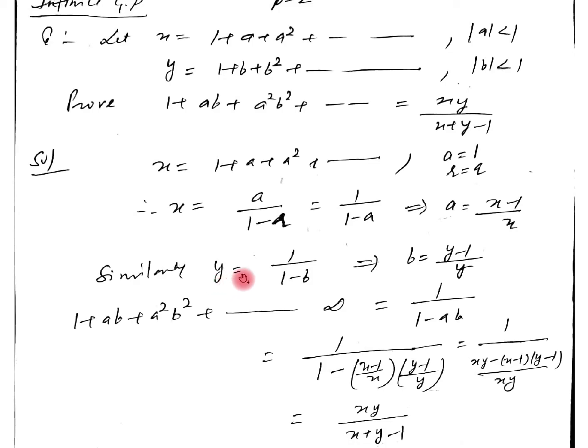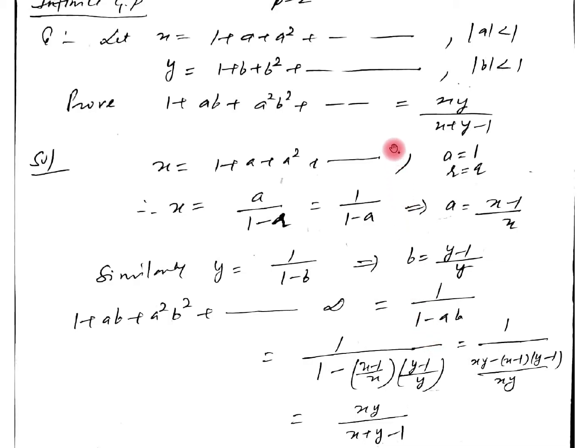So y is equal to 1 upon 1 minus b, again expressing b in terms of y. Now here we have to prove this is equal to this. Again, the left hand side of what we have to prove is what? An infinite GP. Therefore its sum is a upon 1 minus r, because a is 1 and r is a into b. Therefore this must be equal to 1 upon 1 minus ab.